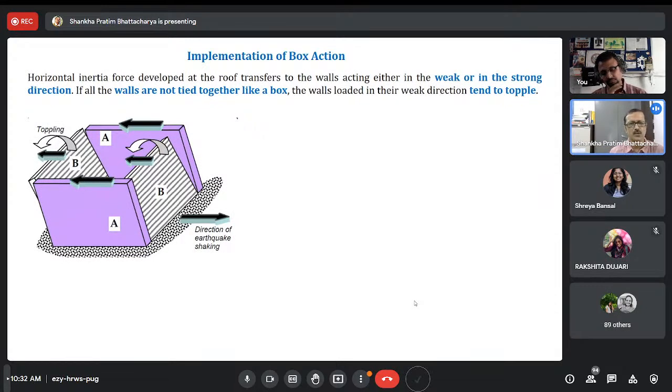So suppose it is perpendicular to A, perpendicular to B. As per this particular figure, A is very strong with respect to the direction of the force. Why? The depth of wall A is higher with respect to the direction of the earthquake shaking. So A will behave properly to fight against the earthquake.